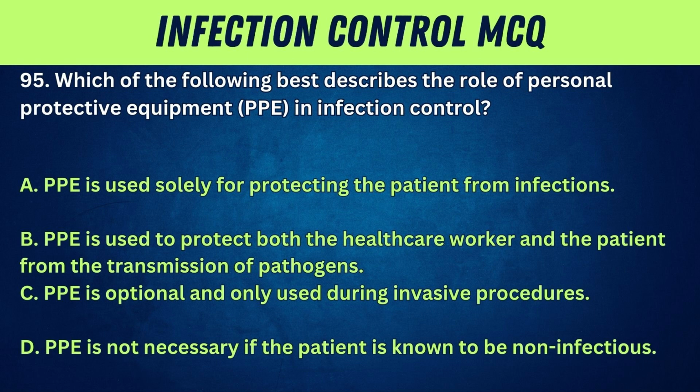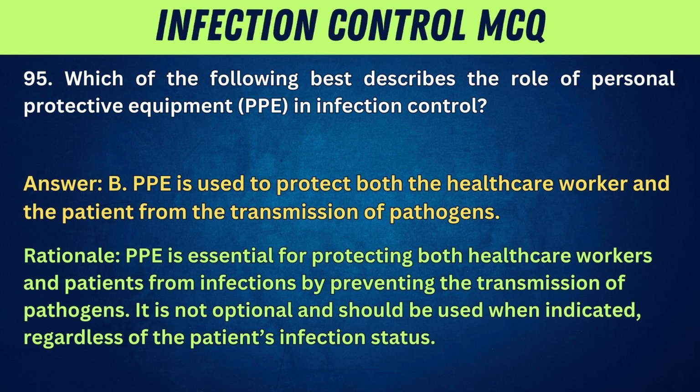95. Which of the following best describes the role of personal protective equipment, PPE, in infection control? A. PPE is used solely for protecting the patient from infections. B. PPE is used to protect both the healthcare worker and the patient from the transmission of pathogens. C. PPE is optional and only used during invasive procedures. D. PPE is not necessary if the patient is known to be non-infectious.